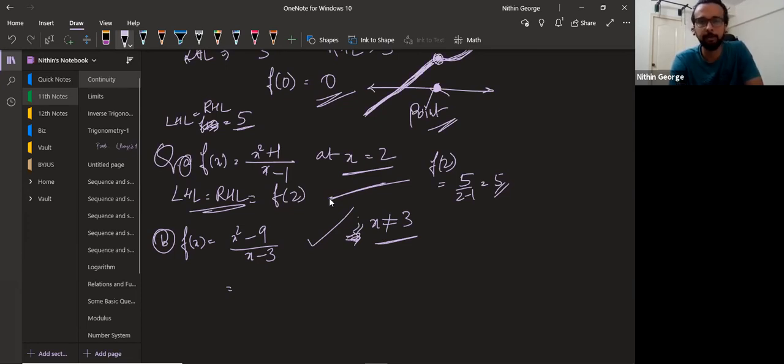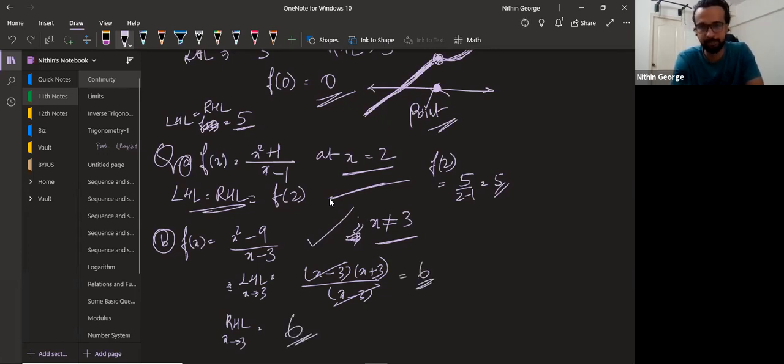Now, can you tell me about the continuity here? What about the LHL? I'll call f of x as x minus 3 into x plus 3 numerator, and denominator is nothing but x minus 3. Now, since x is not equal to 3, I can remove this. And LHL and RHL I'm trying to find for x tending to 3. What will happen? I'll get 6 here. My RHL will also become 6 here. So I have LHL equal to RHL.